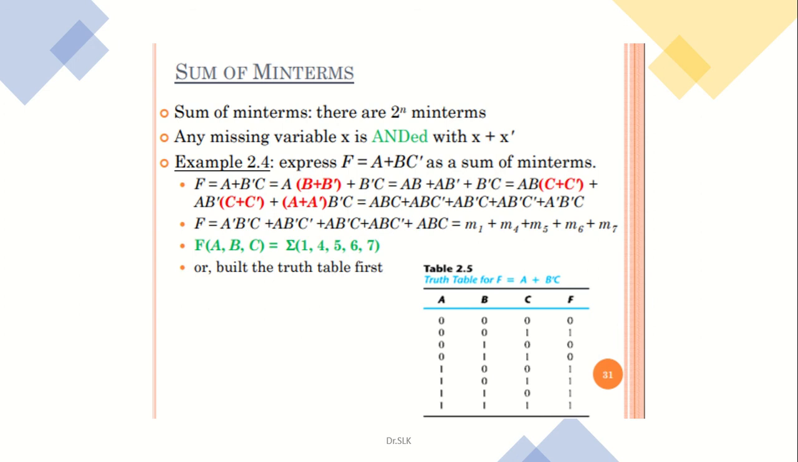The next thing that we have to see is an example. This is another example. I'll be posting a few more videos for doing the Boolean expression solving. I will solve and show you. This is another example, which is given as: express f equal to a plus b c bar as a sum of min terms.